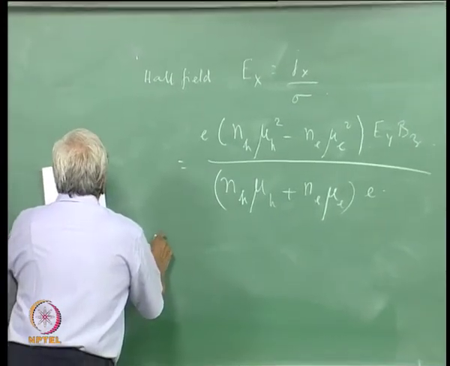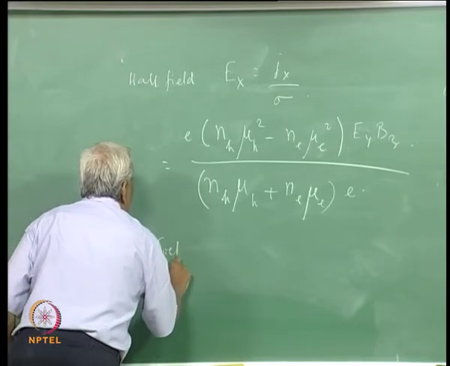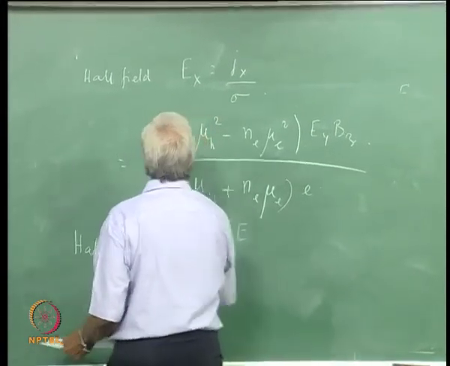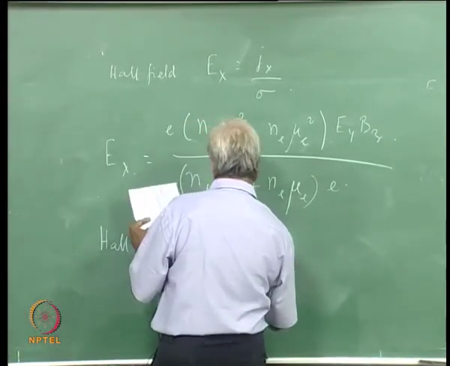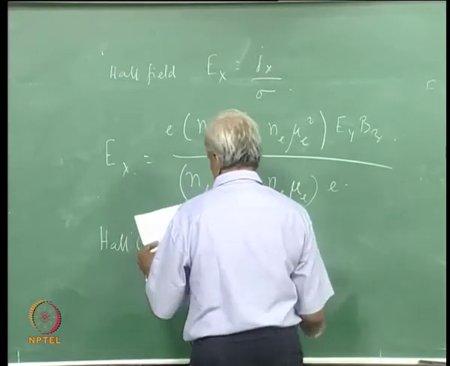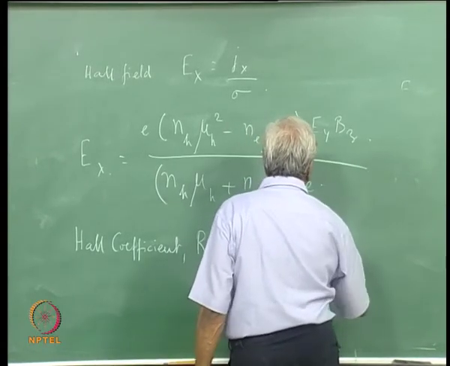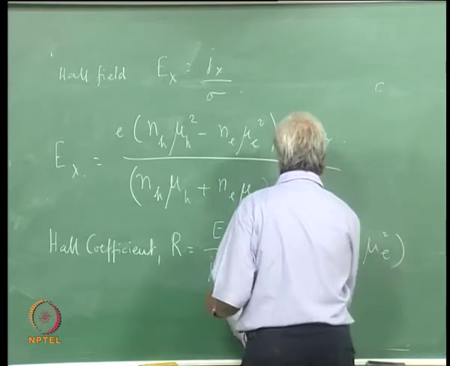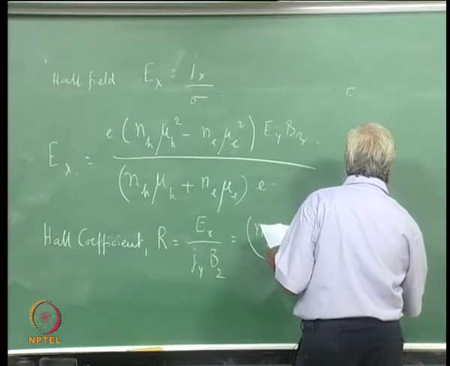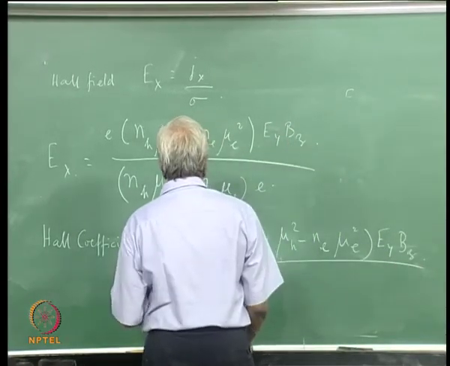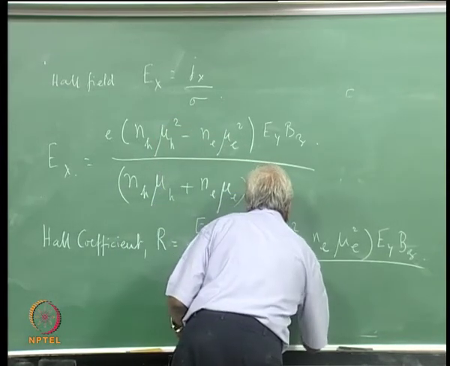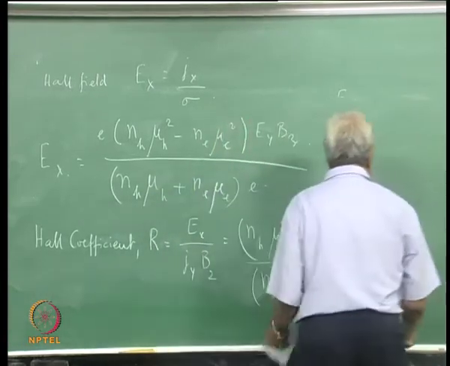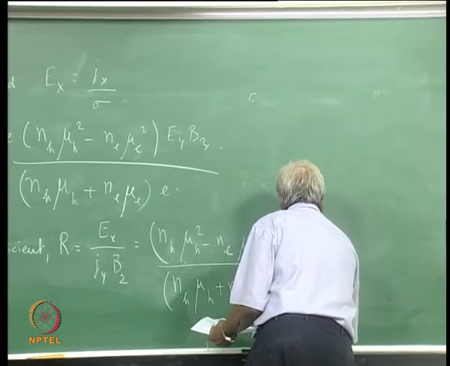And the Hall coefficient R is just E_x divided by J_y B_z, and that will be, borrowing this expression, (N_h μ_h² − N_e μ_e²) E_y B_z divided by (N_h μ_h + N_e μ_e), times J_y B_z, and this is nothing but σ E_y B_z.